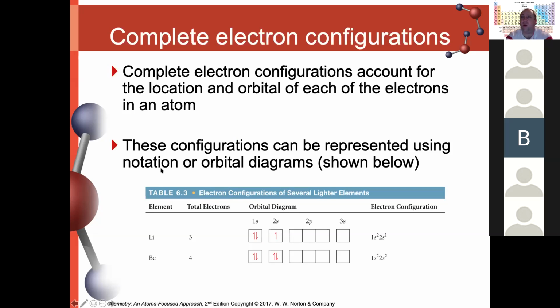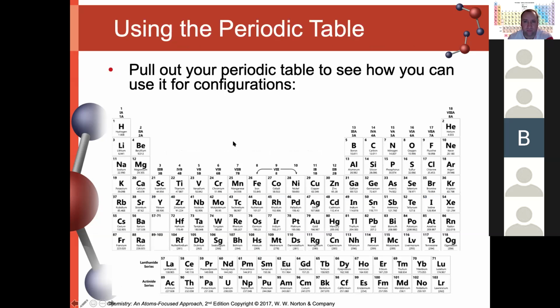And so when we're discussing every single electron in an atom or an ion, we call that a complete electron configuration. That is, we're going to represent every single electron in that species, whether it's an atom or an ion. But like I said, there's an easier way to do this. The easier way to do this is using the periodic table of elements.